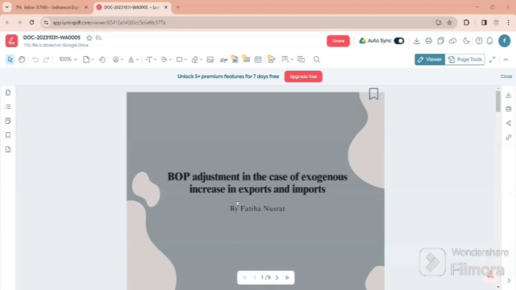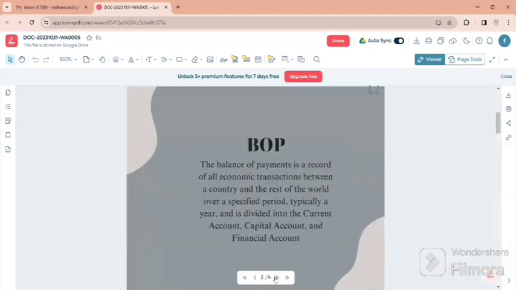So, as you can see here, BOP, balance of payment. What does balance of payment mean? Before jumping into the adjustment in the case of exogenous increase in exports and imports, I would like to cover what BOP actually means. So, the balance of payments is a record of all economic transactions between a country and the rest of the world over a specified period, typically a year, and is divided into the current account, capital account, and financial account.